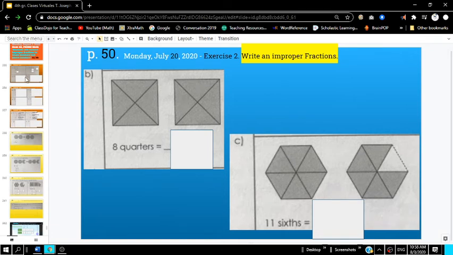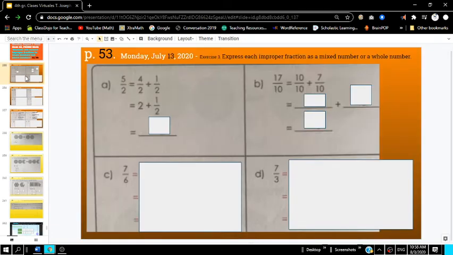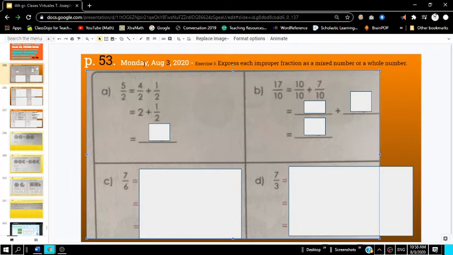What we're going to do, boys and girls, is first go to page 53. The date on the top says July 13th, but that's not correct. Today is August 3rd. Okay, and what we're doing today is looking at some improper fractions. You can see those examples right on page 53.